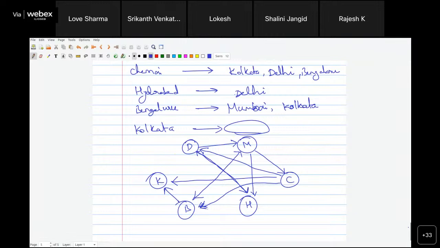Hyderabad: if you are at Hyderabad, you can reach Delhi. From Delhi, you can reach Mumbai. And if you can reach Mumbai, that means from Mumbai you can reach every other city again. So Hyderabad works, even Bangalore, I guess. Therefore, except Kolkata, if you are at any other place, you can reach every other place.